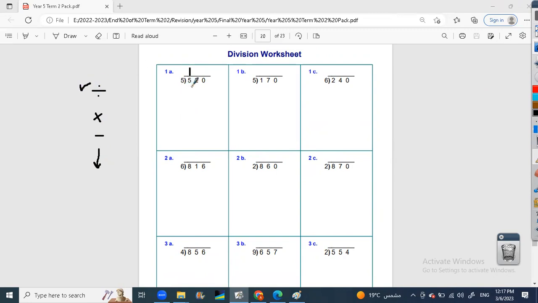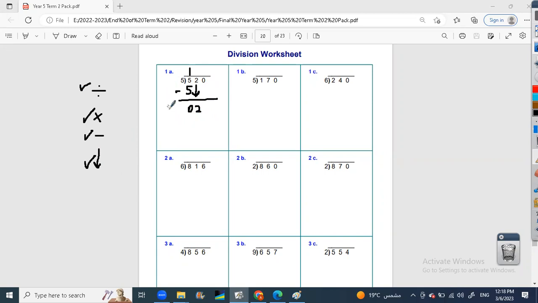1 times 5 is 5. Done with multiplication. Put a tick. Then I subtract. 5 minus 5 is 0. Put a tick. Bring down the 2. Once you bring down, put a tick. And go back to division. How many 5s are in 2? Or what is 2 divided by 5?